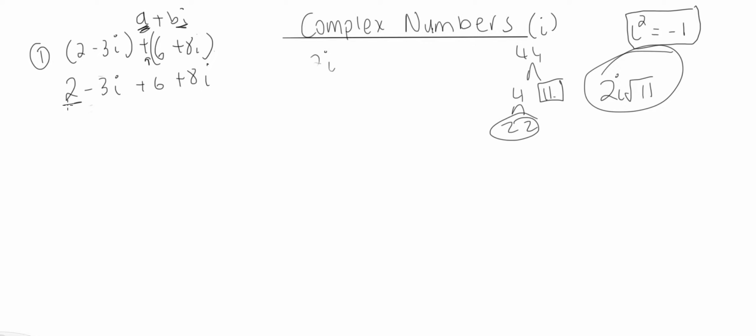Combine your like terms. So 2 and 6 do not have a letter, so they're like terms. 2 plus 6 is 8. And then negative 3i plus 8i is 5i. So this becomes your final answer. I cannot combine this because one is imaginary and one is real. All right, let's do another example for addition. And then we'll do subtraction.